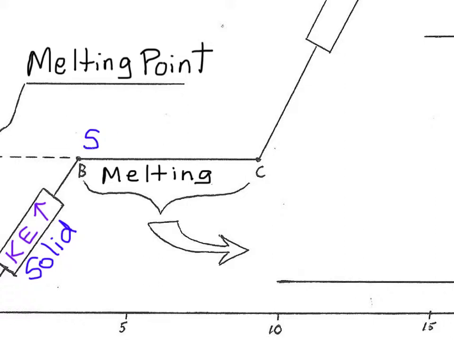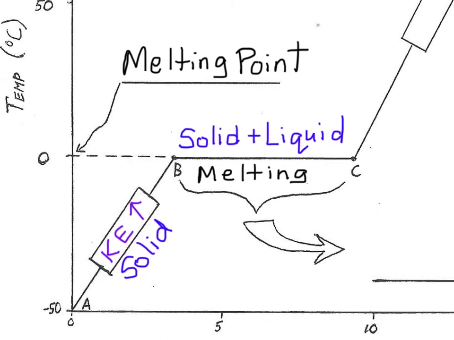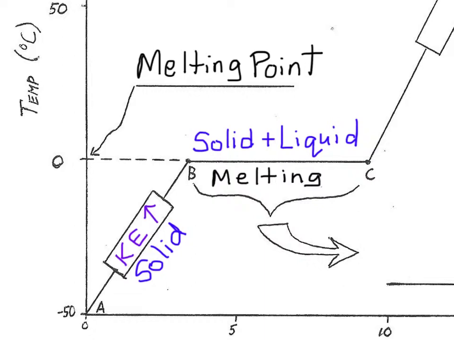So that means that between point B and point C, we have two phases of water existing together. We have the ice that is melting and the liquid water that is forming. But notice, between point B and point C, notice what's happening to the temperature. Between B and C, the temperature stays the same. So that means that between B and C, the kinetic energy is not going up.